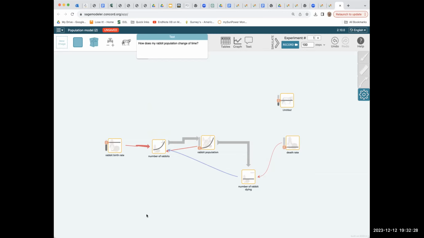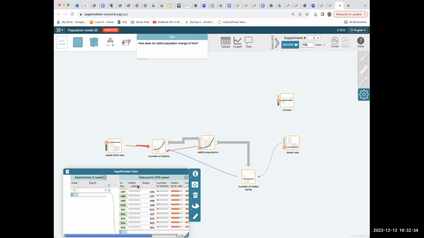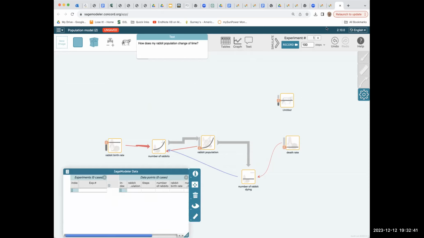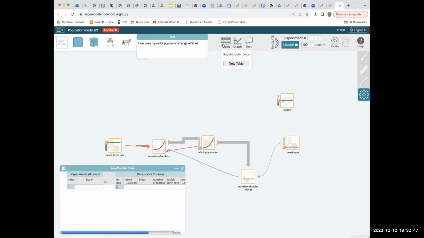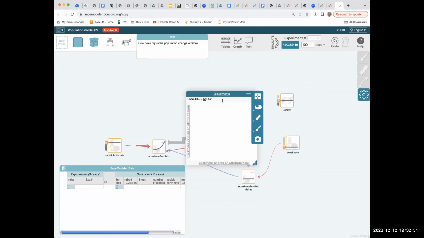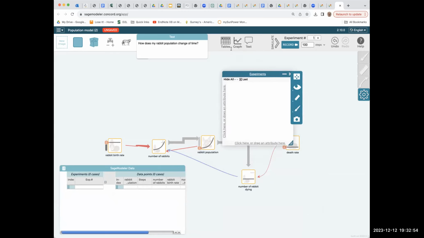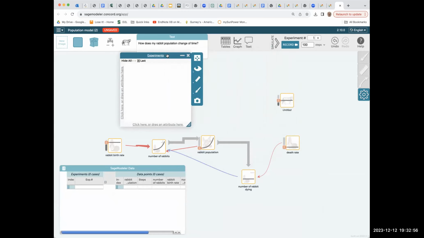Okay. So I'm just going to go grab a table. So Sage Modeler table. And I'm actually just going to delete these cases so we don't get mixed up, because I had collected one round. And then I'm going to grab a graph. There's my graph. And I'm going to show you one other feature that I think is pretty good.